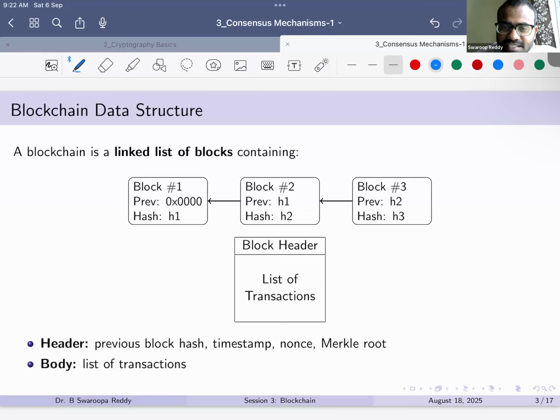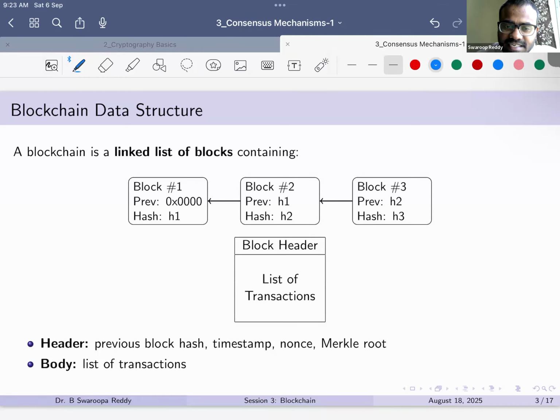So what does each block consist of? Here we have defined the chain of the blocks. Each block consists of two parts. One is the block header, and the next is the list of the transactions, which is called the block body. A block header consists of different parameters.